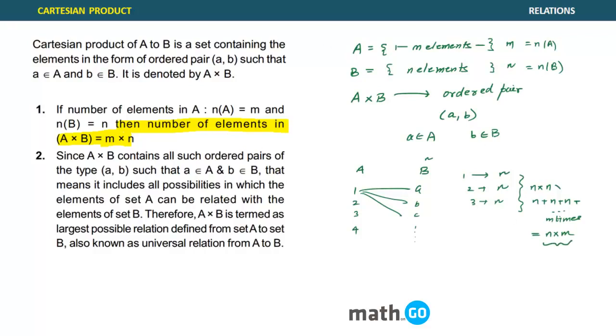Okay, and if we want to talk about the universal relation from A to B, another important definition: the total number of ordered pairs that we can form from A to B is called the universal relation. So the universal relation here will have M cross N pairs or M cross N elements, right? All the possible elements that you can form using this cross product will fall under the universal relation. Got it?